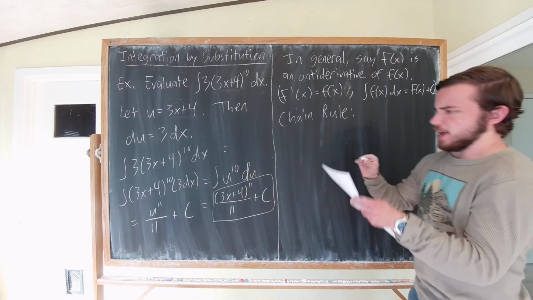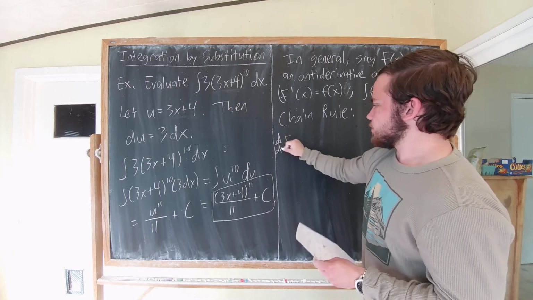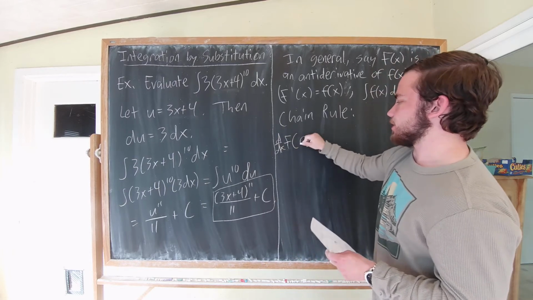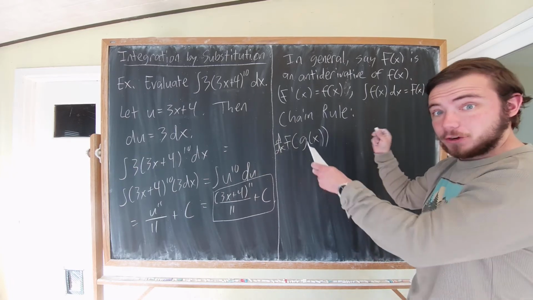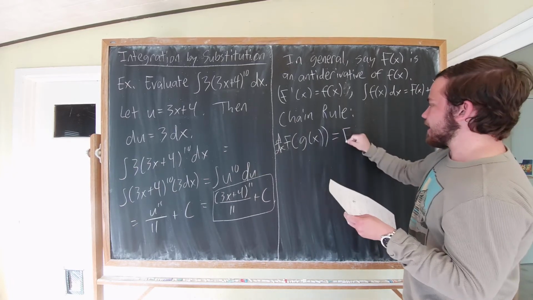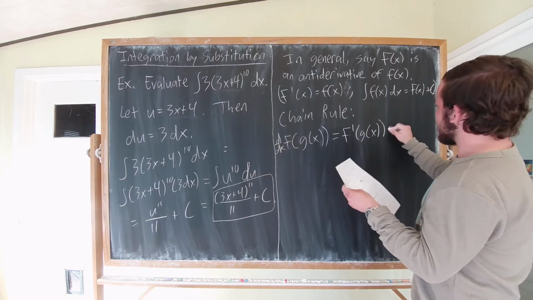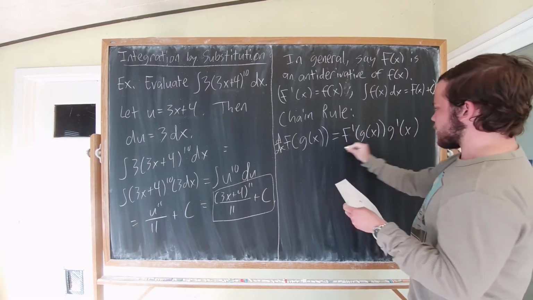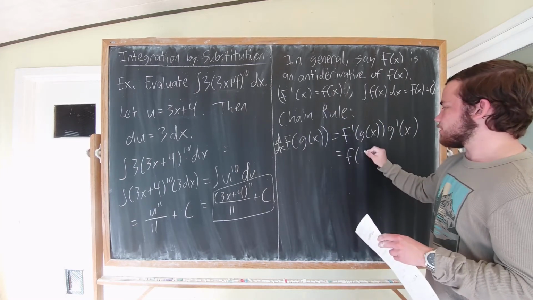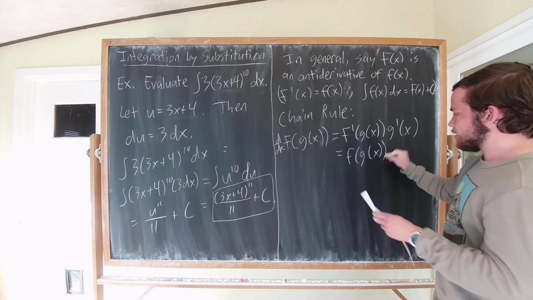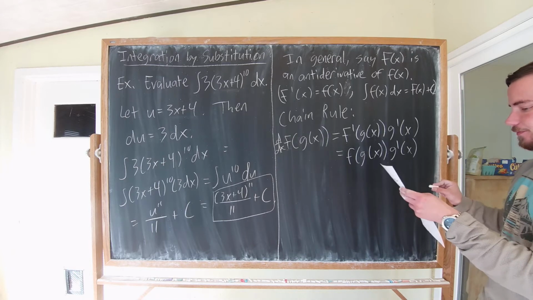What does the chain rule say? If we plug something into capital F of x, so let's say we had the derivative of F of g of x, the first version of the chain rule says, hey, that's F prime of g of x times g prime of x. Or in other words, since F prime is equal to little f, it's f of g of x times g prime of x.